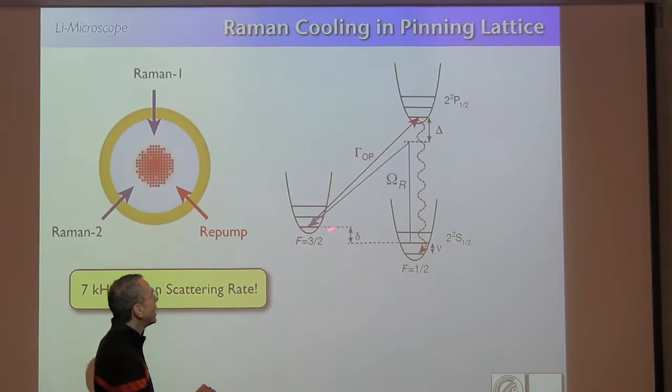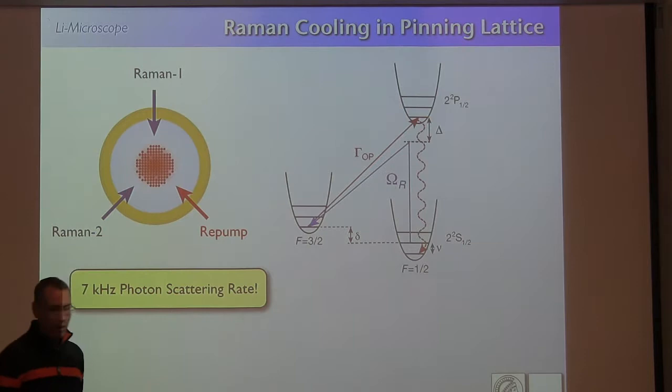But if we now provide a so-called repumper laser to drive the transition from the F equals 3/2 ground state to the excited state, this excitation will preserve the vibrational quantum number, and the decay process will preserve the vibrational quantum number as well if we're in this very tightly confining regime, the so-called Lamb-Dicke regime.